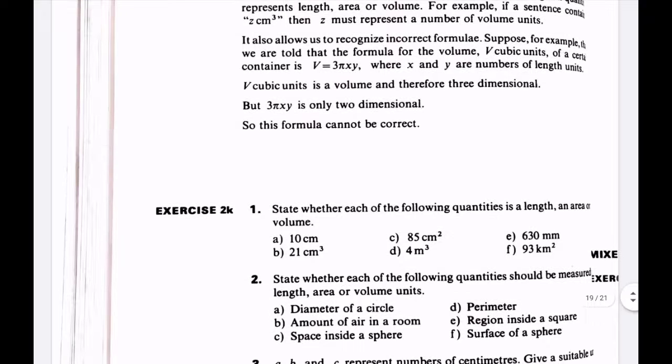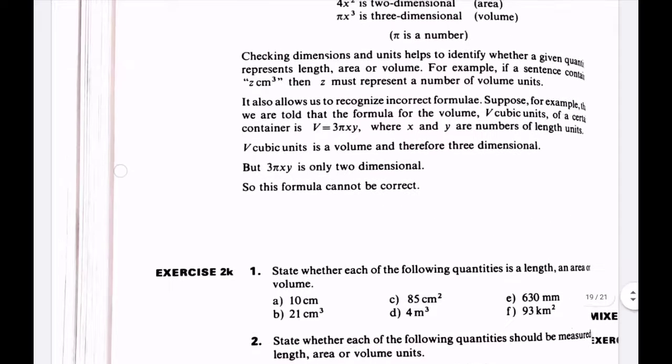For a three-dimensional figure, we need three values x, y and z like this. But in a two-dimensional area, we need x and y. So V equals 3 pi xy can be the formula of area, but it cannot be the formula of volume or the formula of length. That is the thing which we can easily recognize.